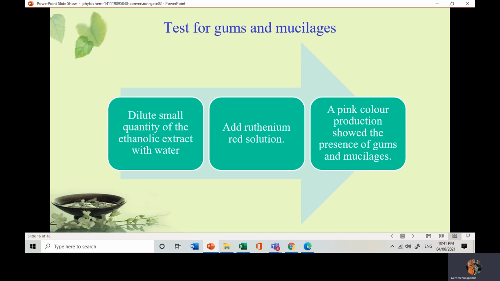Test for gums and mucilages. A pink color production shows the presence of gums and mucilages. A pink color production. So please do take note of that.